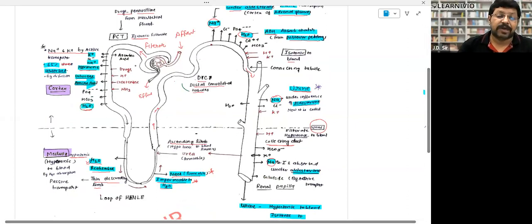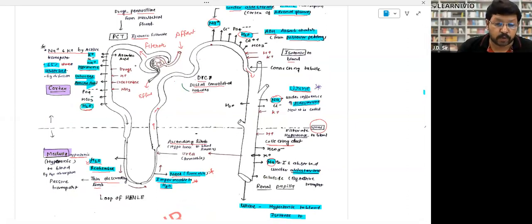Then the filtrate reaches the connecting tubule, right? When the filtrate reaches the connecting tubule, we start using the term urine here. Even this question I've been asked: when do we use the term urine, right? This is the connecting duct, and this is called the collecting duct. In the collecting duct, sodium is again reabsorbed under the influence of aldosterone, right?